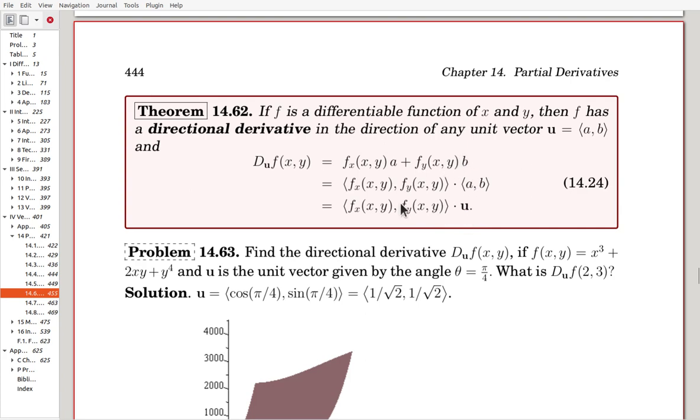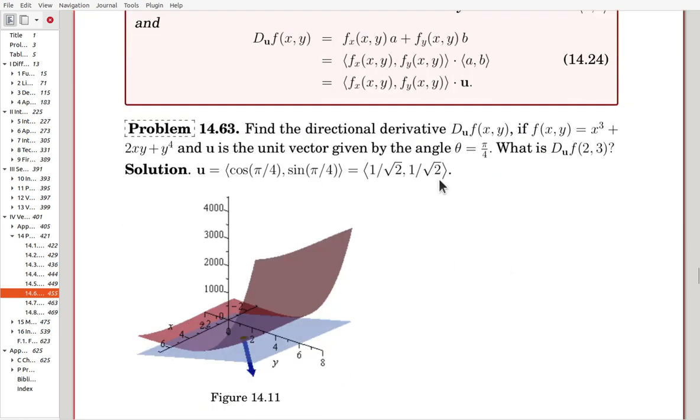This is true for an arbitrary choice of the vector u. So for every direction, we can get the directional derivative. So eventually the directional derivative is the slope along the direction. Okay. Find the directional derivative D sub u f if f is given in this way and u is the unit vector given by the angle theta, pi over 4. Then clearly the unit vector can be written in this way: cosine pi over 4 and sine pi over 4.